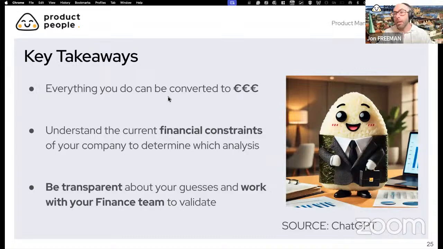So, some key takeaways. Everything you do can be converted to money. Everything. Dollars, euros, any currency, it can be converted to money, and you should be cognizant of that. Understand how your business works, how your product works, and how it ultimately generates revenue for the organization. You should understand the financial constraints of your organization when thinking about how to present the financial analysis to various members of the organization.